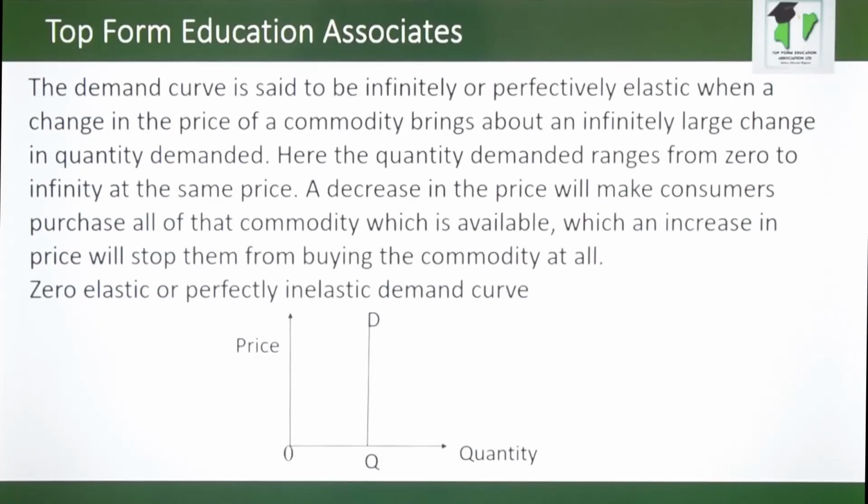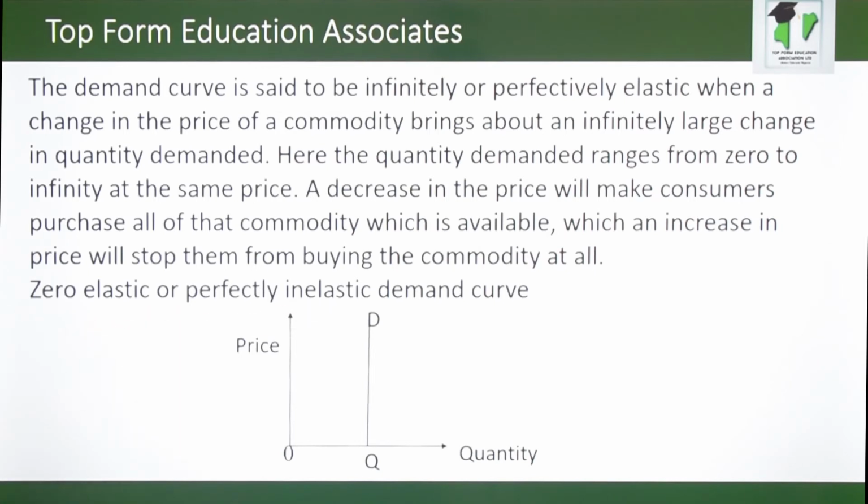Another one is a zero elastic or perfectly inelastic demand curve. A perfectly inelastic demand curve is a demand curve that is vertical. The demand curve is vertical, implying that irrespective of changes in price, quantity demanded remains constant. Whether price is increasing or decreasing, the same quantity is bought. A likely example of this is salt.